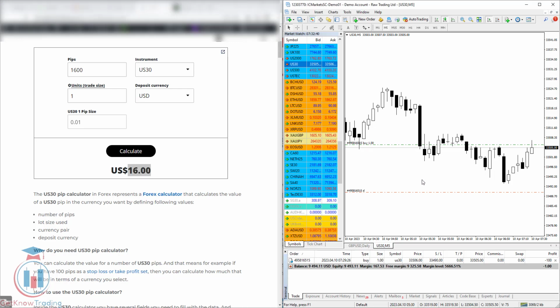Now, when you go here and put your mouse over this one, you can see that it says the number of pips is 1600, which is the difference we have calculated, and the profit would be minus $16. So your stop loss is set to $16 of loss.